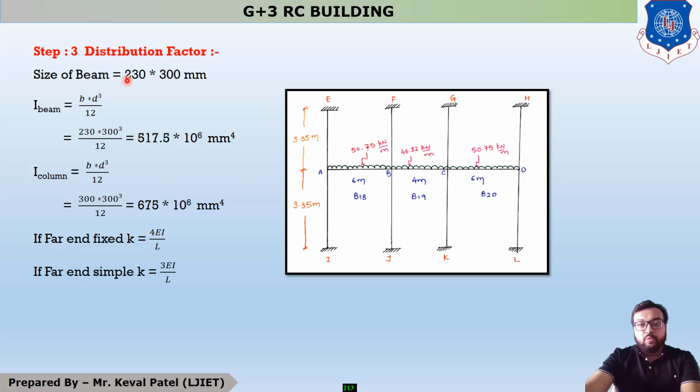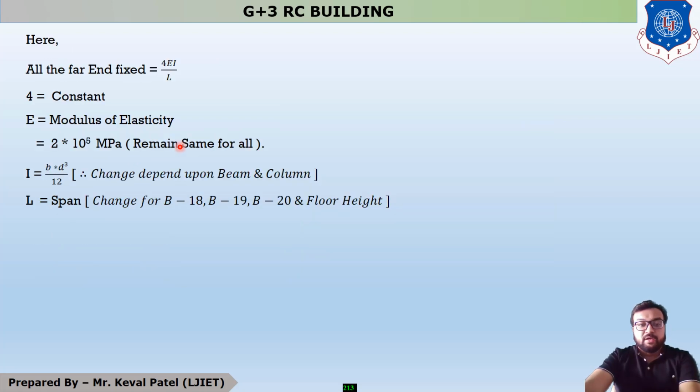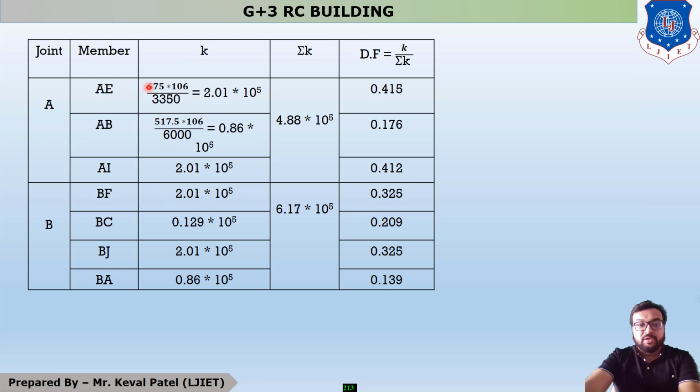Whenever we design a beam, column, or any component, first of all, it is a trial and error method. So at the beginning of this example, we assumed that the size of beam is 230 cross 300 mm and the size of column is 300 cross 300 mm. After calculating the moment of inertia for beam and for column, we completed our last lecture up to finding the distribution factor.